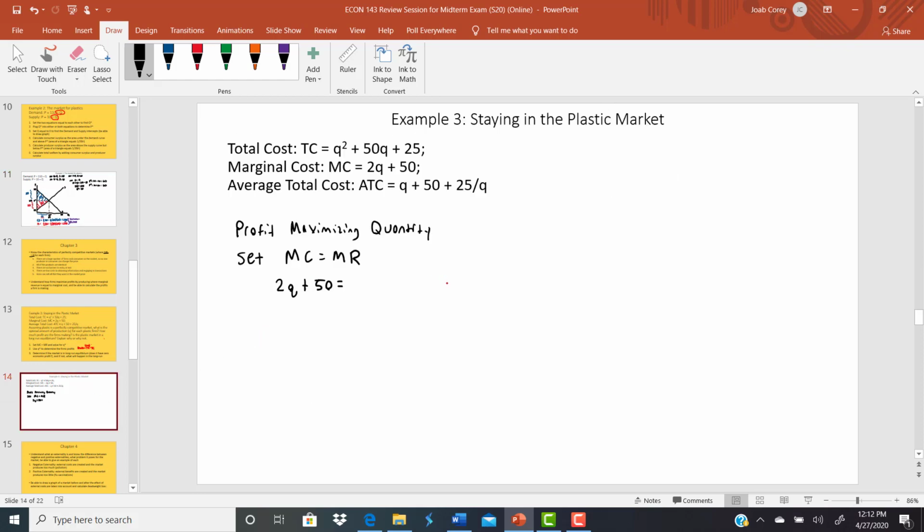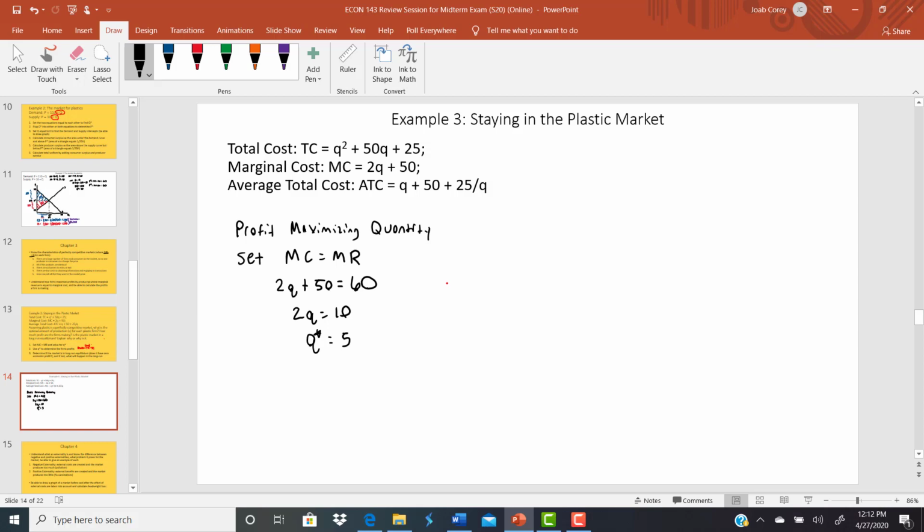Right? So again, it's 2Q plus 50 is equal to 60. So now we've got 2Q is going to be equal to 10. So our Q star is going to be equal to 5. So the profit maximizing quantity for each of the firms in this particular market is 5 units.